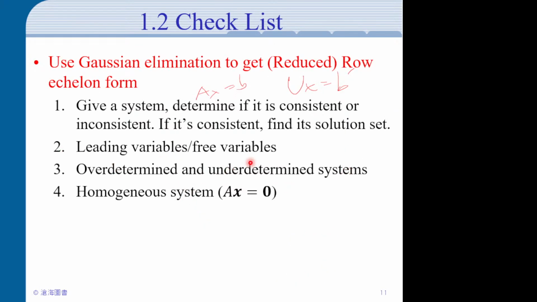Then, besides overdetermined and underdetermined, we have a definition of homogeneous system, where that's just Ax equal to b when b equals 0. So Ax equals 0 is a homogeneous system. And we will see later that a homogeneous system is very nice to characterize when you have infinite solutions.